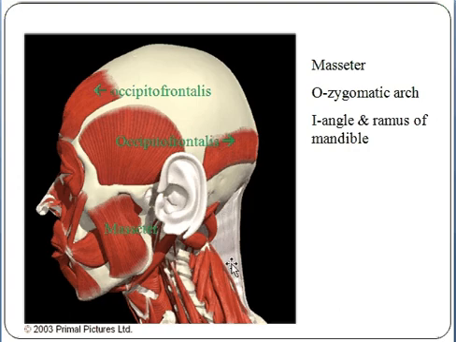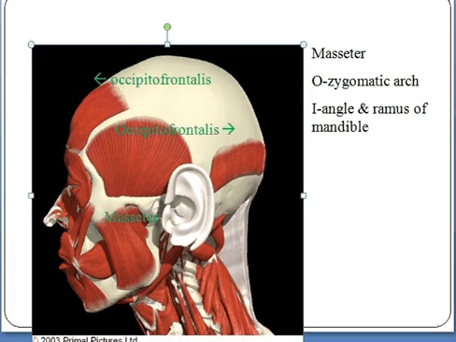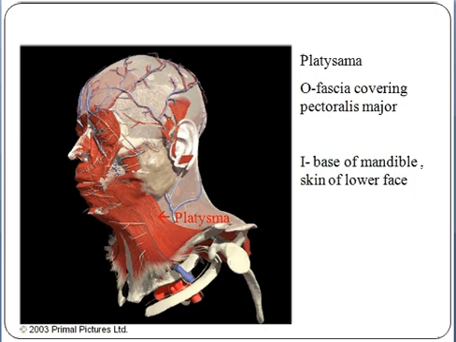This picture shows the platysma. Its origin is on the fascia covering the pectoralis major. So this white right here is the fascia. You can see the clavicle, and it extends up to the base of the mandible and the skin on the lower face. I always call this muscle the muscle of the creature of the Black Lagoon because you can make it stick out by contracting it and widening out at the sides. It's a very superficial muscle.